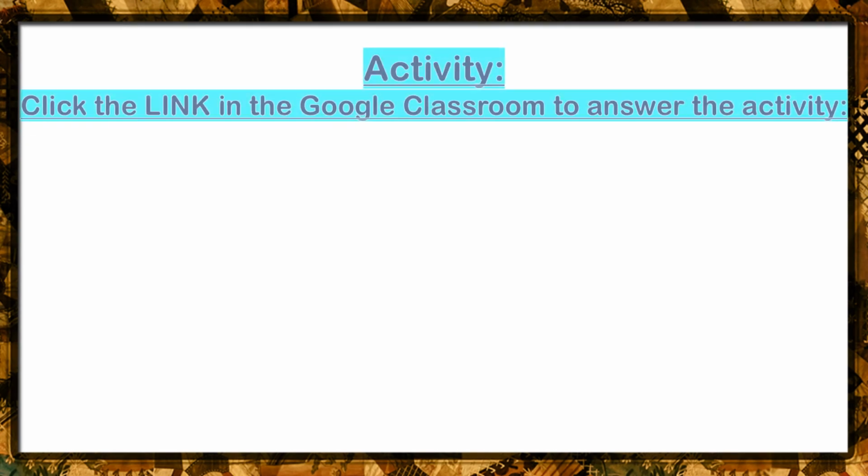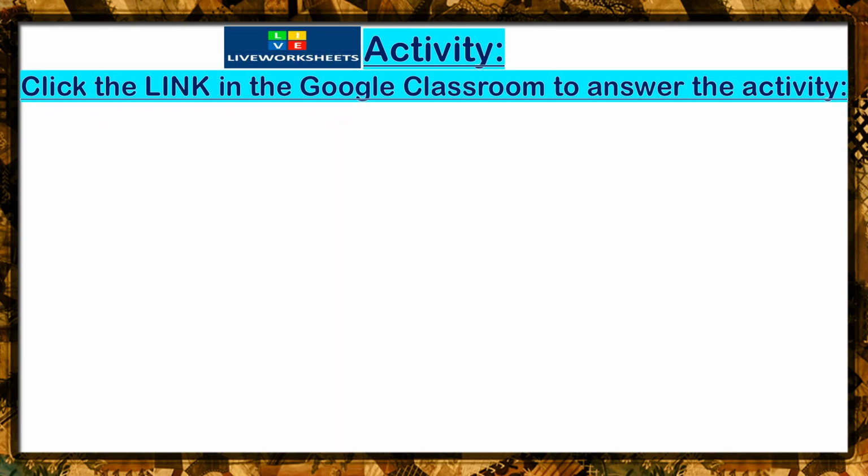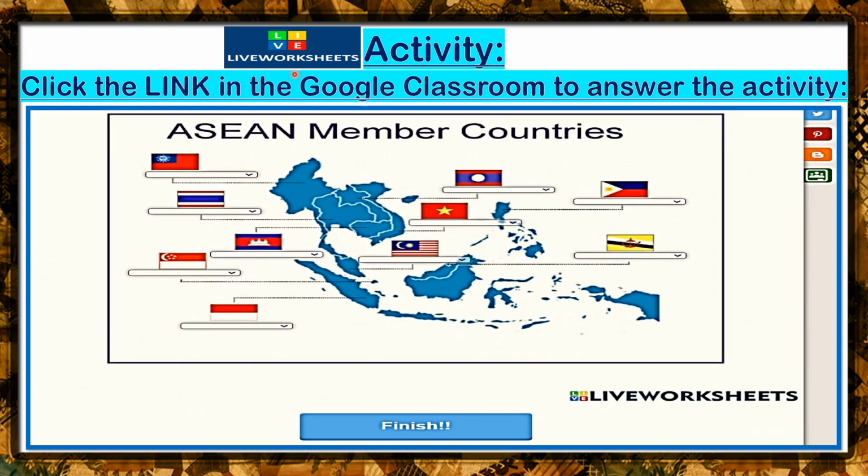So class, for your activity, click the link in the Google Classroom to answer the activity, which is a live worksheet, and it looks like this. So these are ASEAN member countries. All you have to do is to click the arrow down and you can see choices in there. Please base your answer on the flag that you see. And after you have answered all items, click finish, click check my answer, screenshot your scores, and upload it in the social studies album in your Line group. Good luck, everyone!